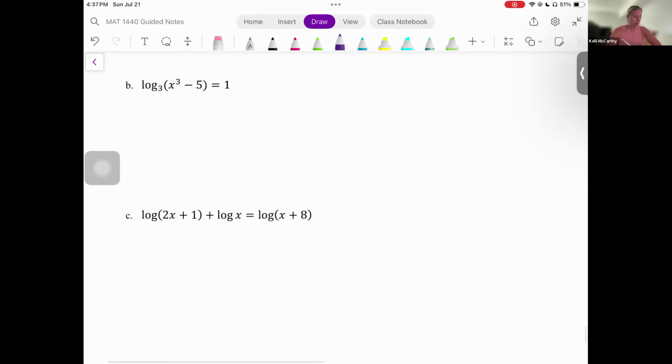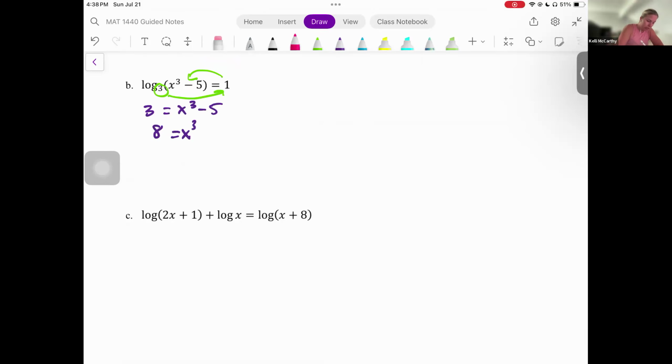Log base 3 of x cubed minus 5 equals 1. We're going to go ahead and convert to exponential form. So 3 to the first power, or just 3, equals x cubed minus 5. We'll go ahead and isolate that x term. So we're going to add 5 to both sides. So we get x cubed equals 8.